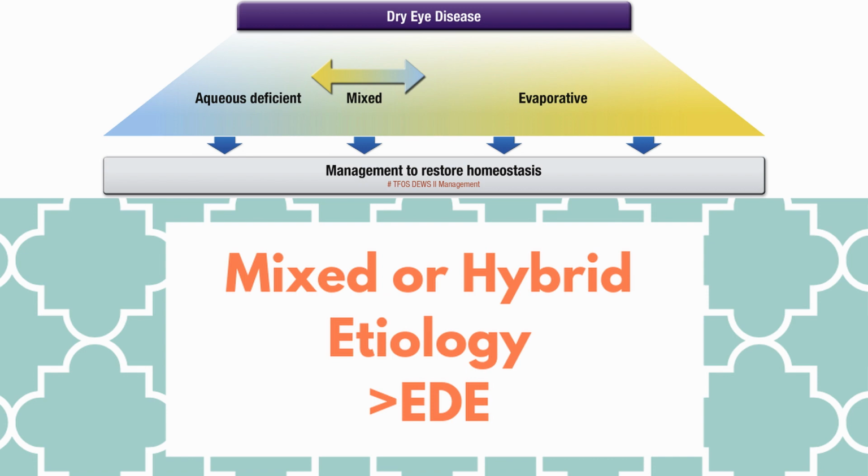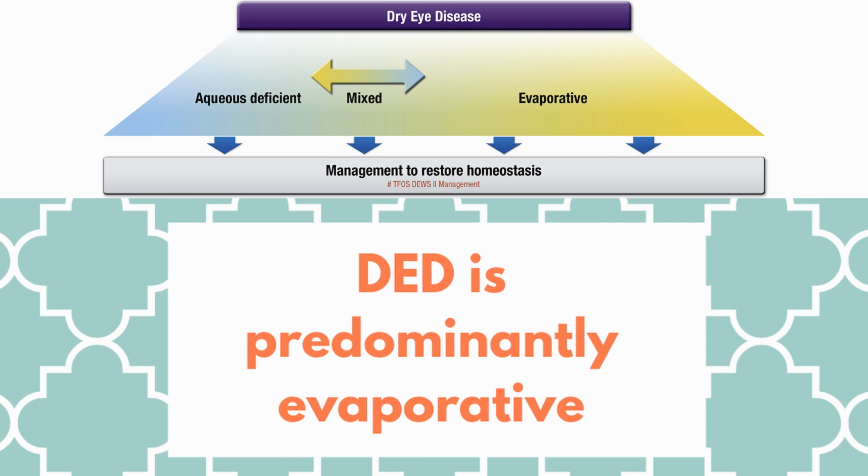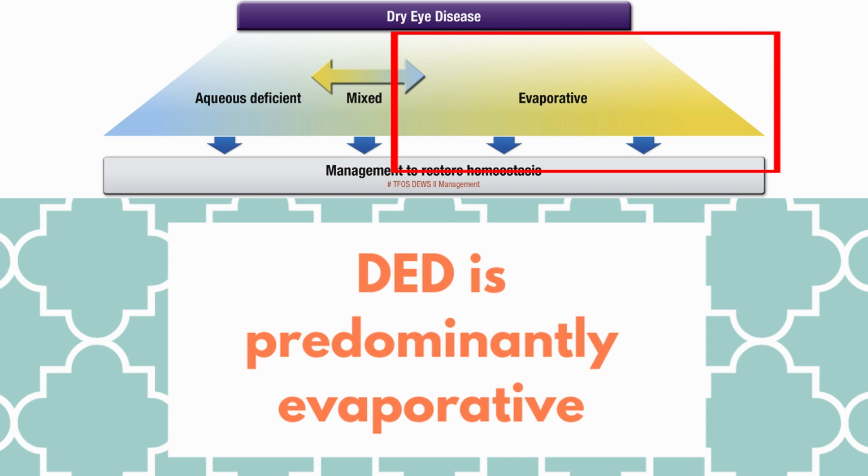Number two, most patients with dry eye disease have a mixed or hybrid etiology or cause, having the scale tipped more towards EDE. Number three, epidemiological and clinical evidence demonstrate that dry eye disease is predominantly evaporative in nature. This is reflected in the greater area devoted to EDE in the scheme here.